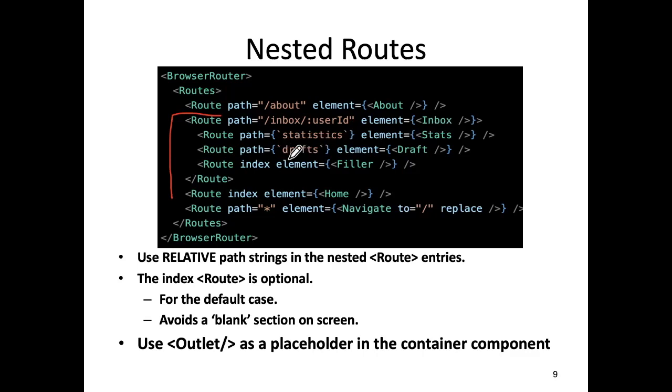The third one is, well, what do we want to happen if the browser's URL address is just /inbox/1234 and nothing else? I've decided that I want the filler component to be mounted. This third option here is arbitrary. The only reason I might want to use the third option is to put something on the screen where the stats component and the drafts component would normally display something. Otherwise, you just have a white space in your screen, and that may or may not be, from a visual point of view, a good look or not. So this third option is optional, really.